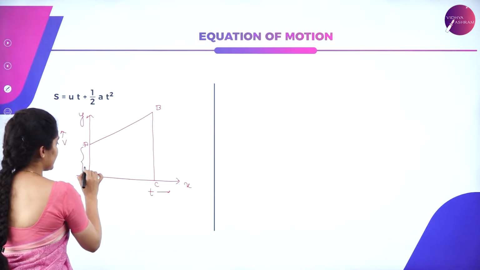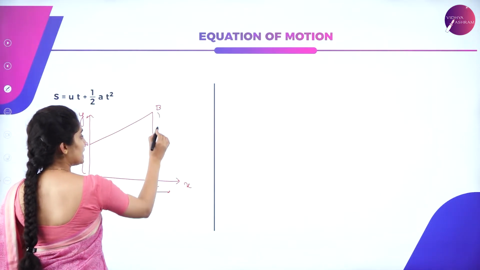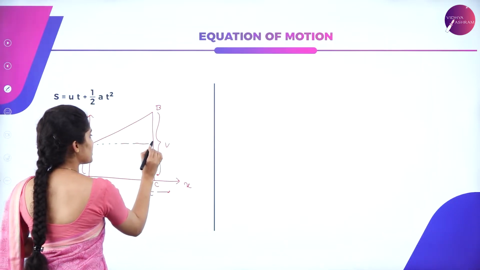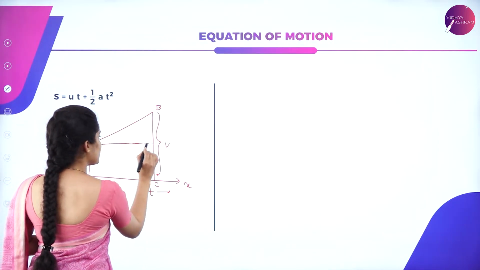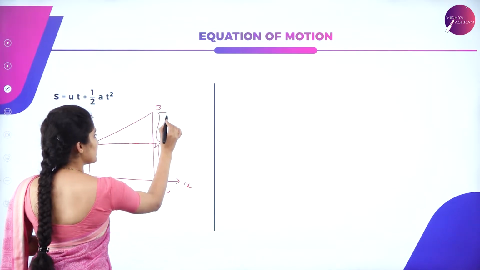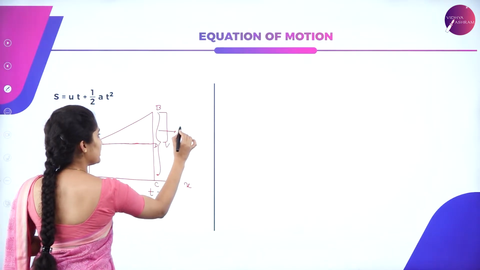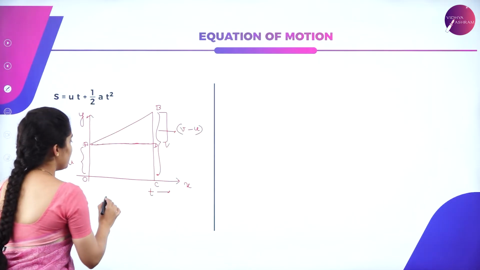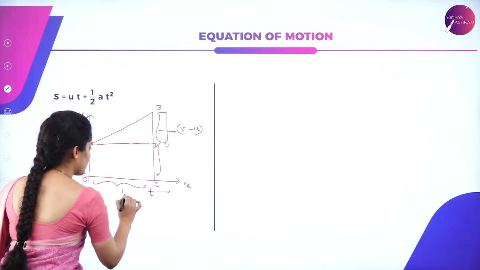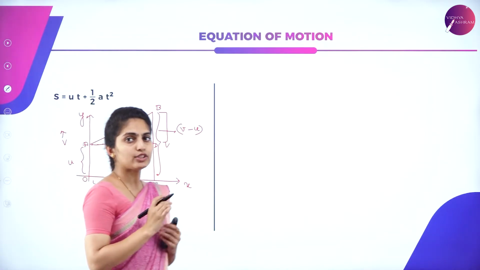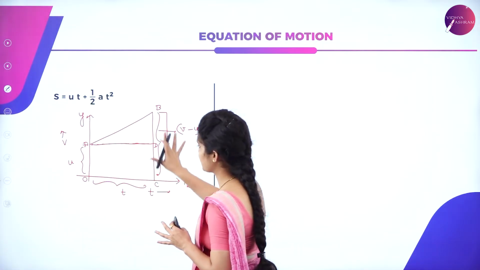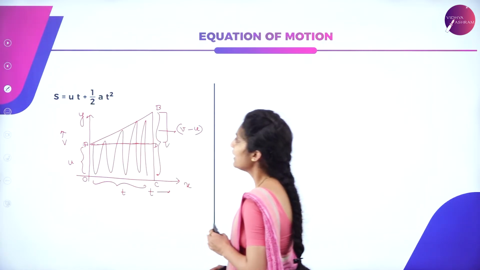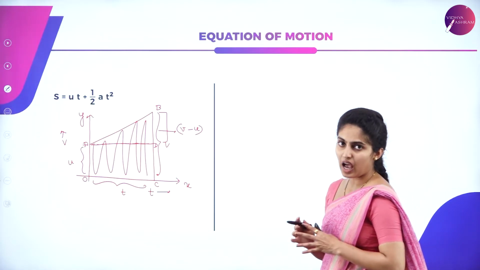This line is called the initial velocity. This line is called the final velocity. There is a construction which is done, and that is known as point D. This length is v minus u, you will get the value for BD, and this value is t. So now we need to find out the complete area of this, in order to identify s is equal to ut plus half at square.